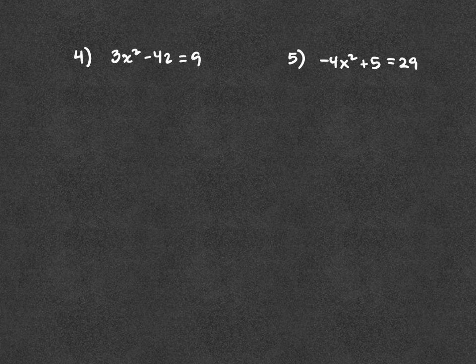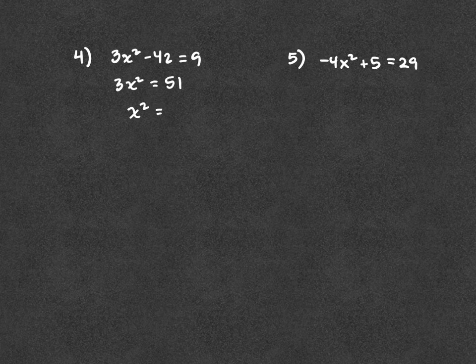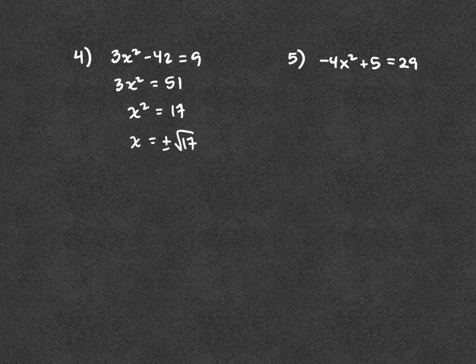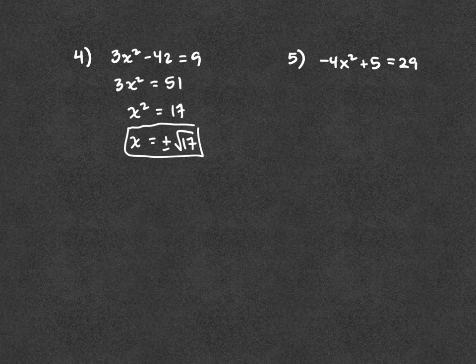I'm going to add 42 to both sides. That gives me 3x squared equals 51. I'm going to divide both sides by 3, so I get x squared equals 17. Therefore, x will equal plus or minus the square root of 17. Now, the square root of 17 is not a number that is a perfect square. Therefore, I'm going to leave my answer just like that. Your teacher might require you to do some rounding, as that will be a decimal answer.